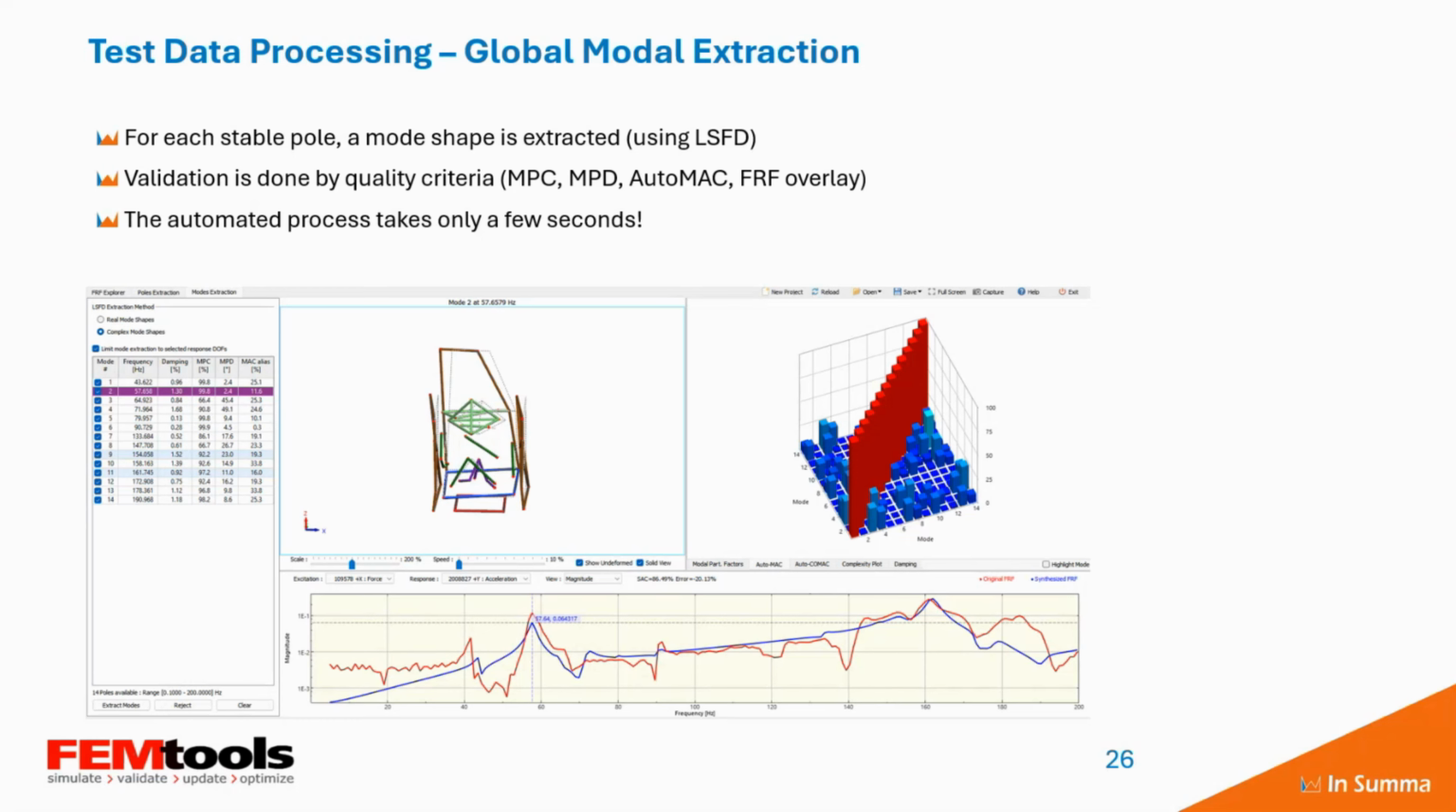And then the validation is done using quality criteria such as the MPC, which stands for modal phase collinearity, an indicator to check the degree of complexity of the mode. We can also use MPD, which stands for mean phase deviation, which also checks the complexity of the mode, but in a different form by expressing the scatter of phase for each mode shape. And then the automated process in this case takes only a few seconds, and we have everything that we need to further do our correlation activities.